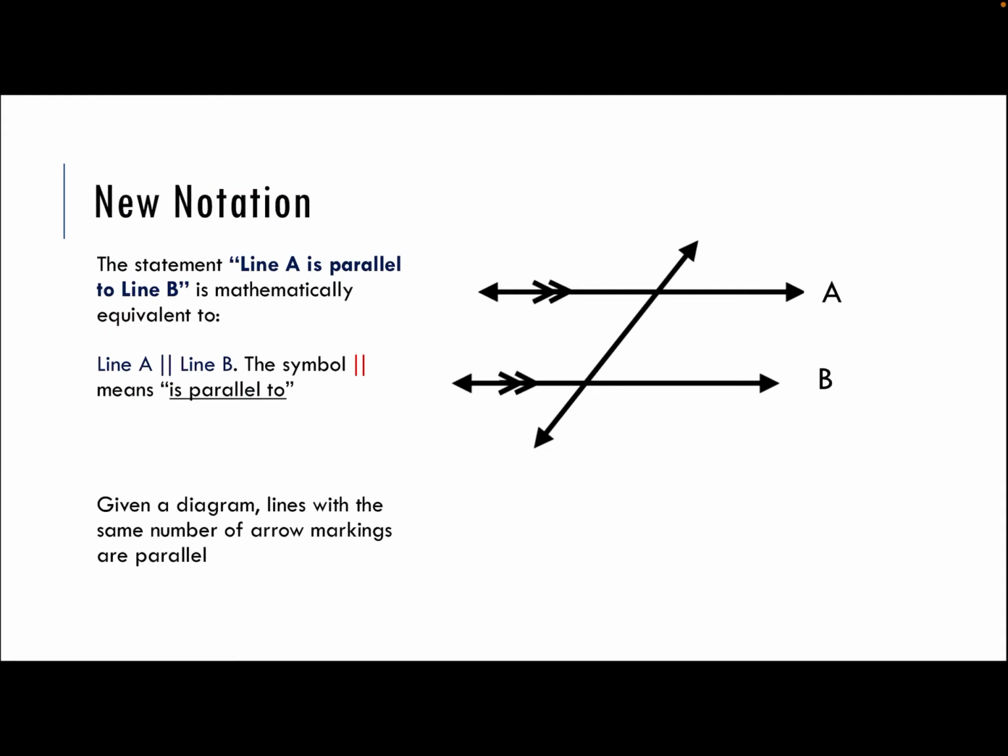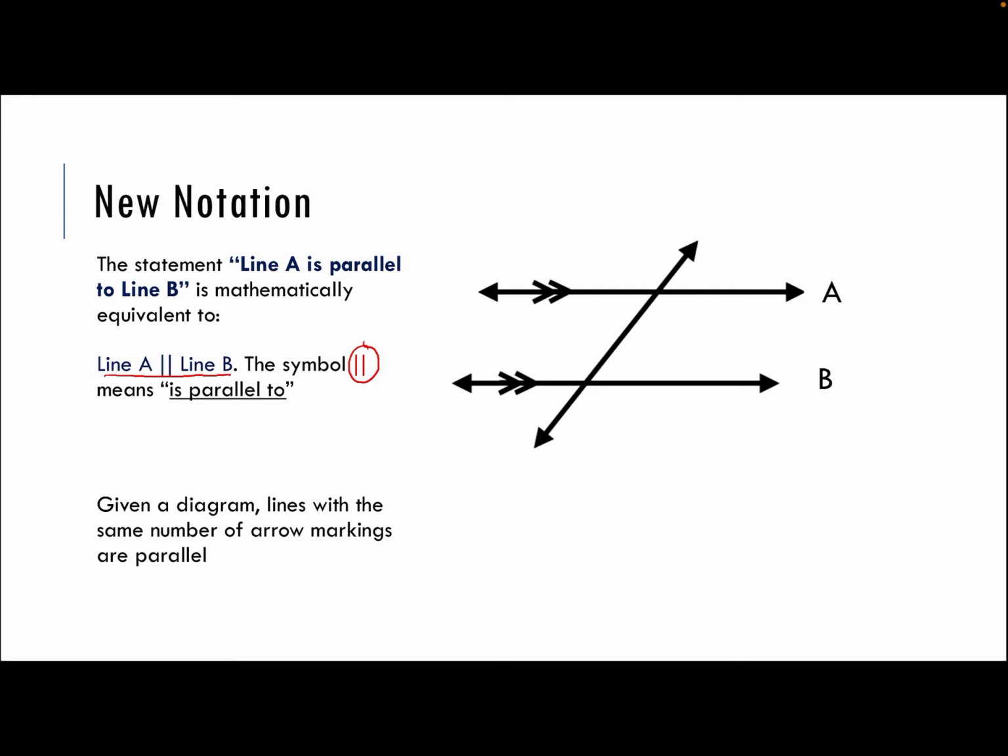So some new notation is we have this statement, line A is parallel to line B. In place of that statement, we're going to use this symbol. It's a double straight line. And we're going to rewrite this as line A with that symbol, line B. And all that means is line A is parallel to line B.